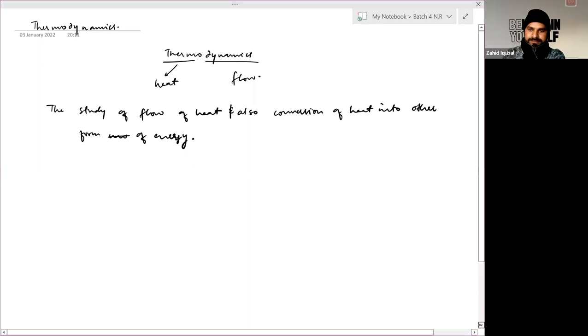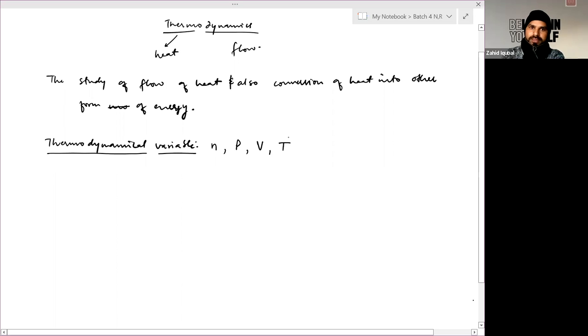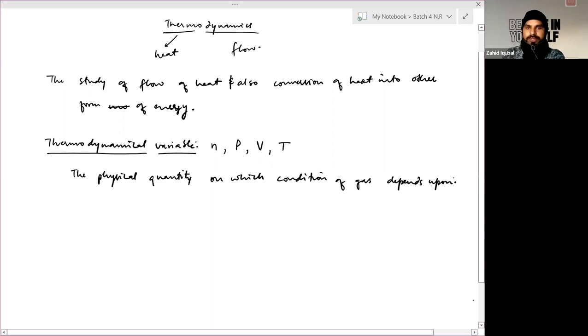So in this part, first we define what we mean by thermodynamical variable. All the different physical quantities such as number of moles, pressure, volume, temperature, which may define the condition of a gas at an instant, or you'll say the physical quantities on which the condition of gas may depend, are termed as thermodynamical variables.